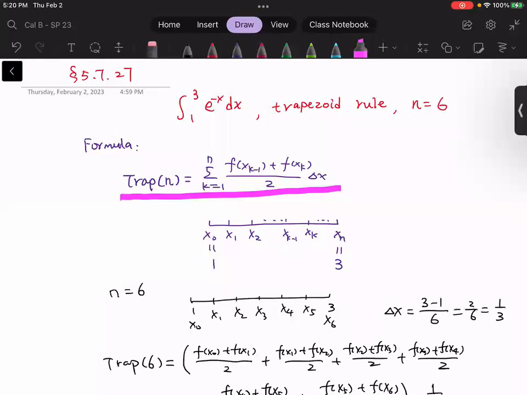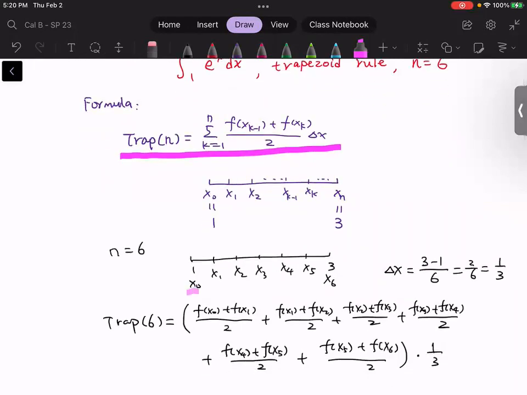And I simply draw pictures to illustrate the match points between x0 and xn. x0 will be the left endpoint, xn will be the right endpoint. In particular, whenever n equals 6, we can draw a picture like this one, x0 equal to 1, x6 equal to 3. We can calculate delta x. So each subinterval, we can get the length equal to 1/3.